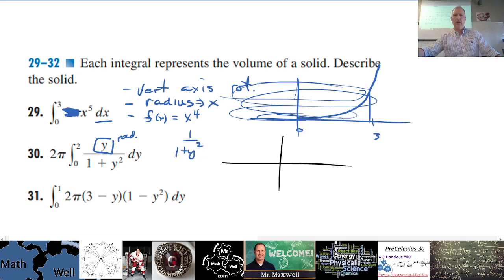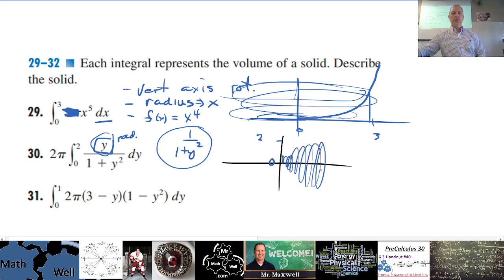You don't have to draw it, I don't think. Just describe it. This is the function. Radius is y. So it's going to be rotated around the x-axis, perhaps. And we're going to go from y values of 0 to 2. Okay. So I don't know what this graph looks like just offhand, but it's going to be rotated vertically. I have some kind of graph, 0 to 2. X equals 1 over y, 1 plus y squared. That's going to be your function.